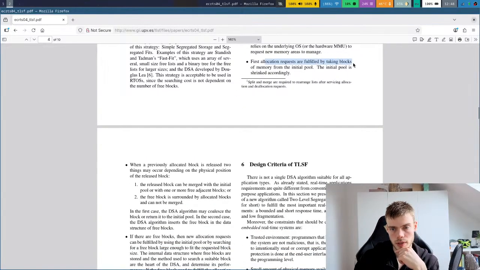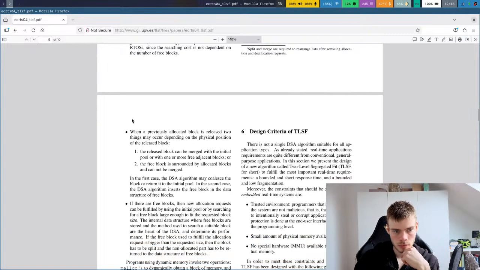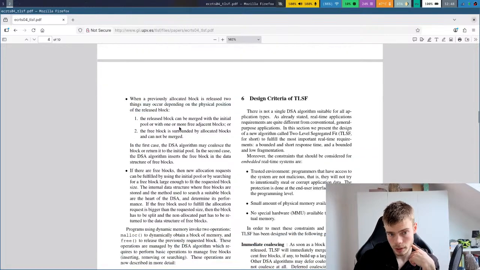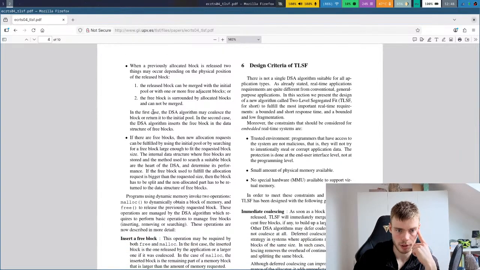The first allocation requires a block of memory from the pool. The initial pool is reduced accordingly. When a previously allocated block is freed, two things may occur depending on the physical position of the block. This block can be merged with the initial pool or with one or more free blocks. A free block surrounded by allocated blocks cannot be merged. In the first case, the DSA algorithm may coalesce the block or return it to the pool. In the second case, the DSA algorithm inserts the free block in the data structure of free blocks.